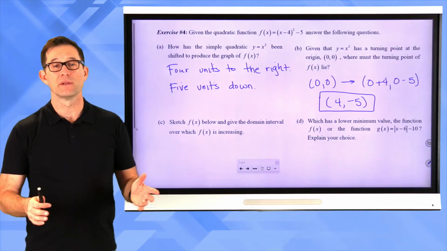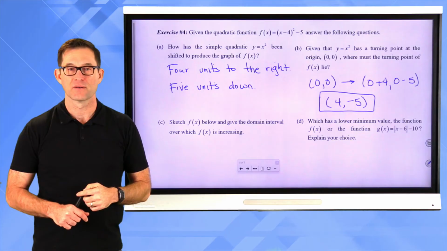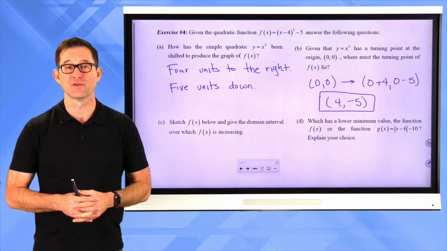Okay, great. Letter C. Sketch f of x below and give the domain interval over which f of x is increasing. Great. Well, why don't you go ahead and give this a shot?